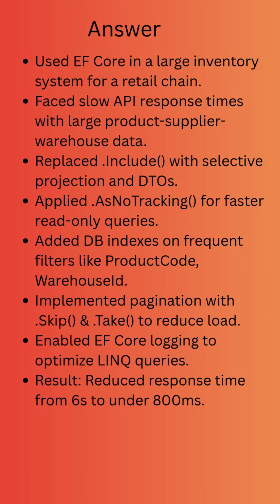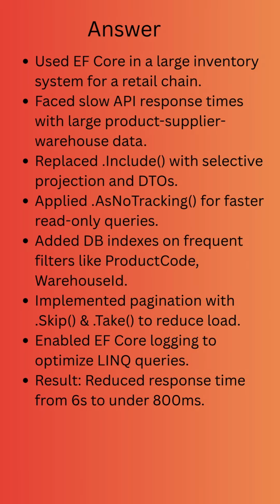optimize its performance. I was part of a team building an inventory management system for a retail chain. We used EF Core for all data operations, like tracking product stock levels, supplier information, and warehouse locations. Initially, everything worked fine during development. But once we moved to UAT with a large dataset, thousands of products and warehouses, some API endpoints started slowing down drastically. The worst case was an API that fetched all products along with their supplier and warehouse info.